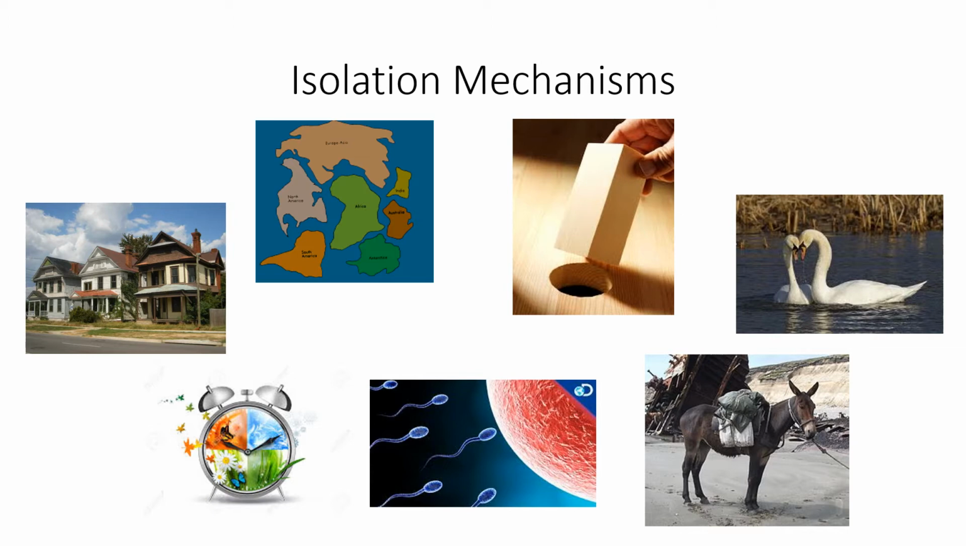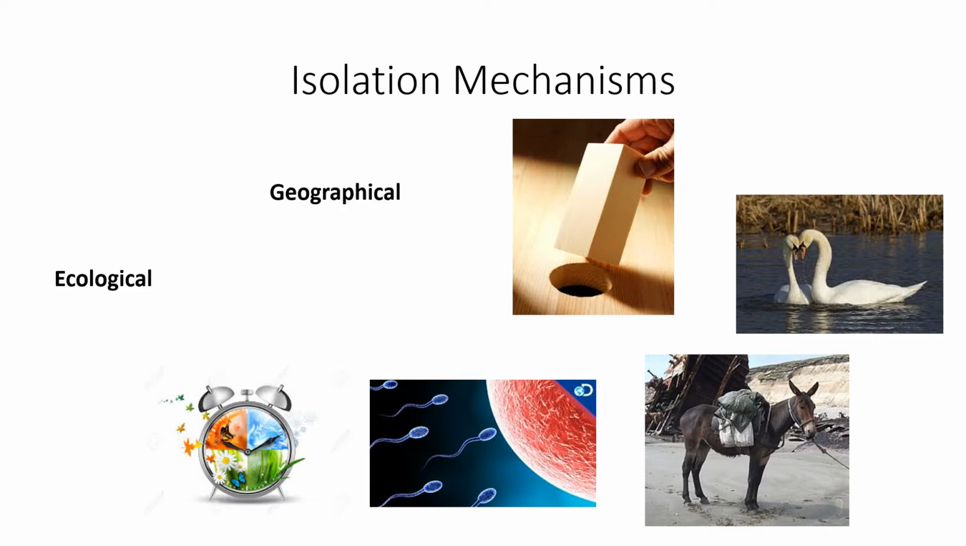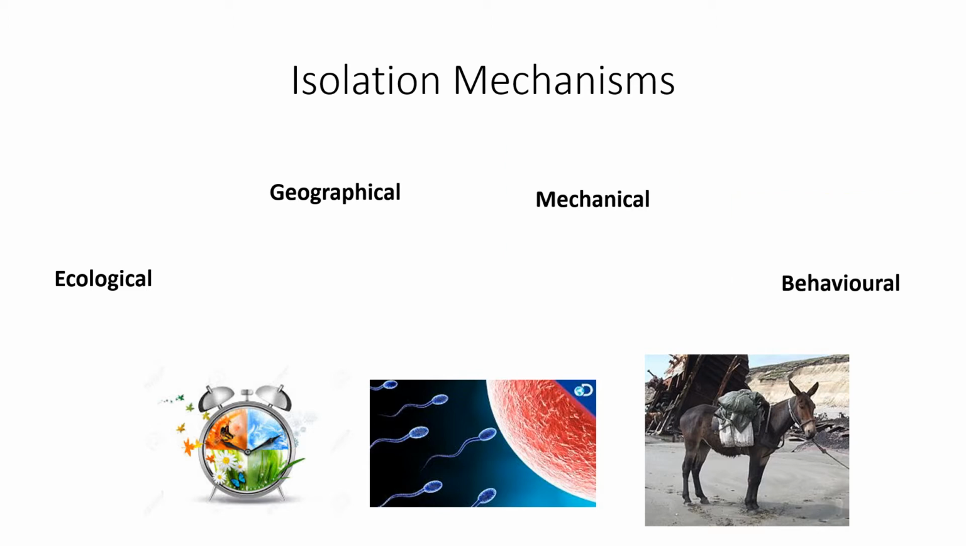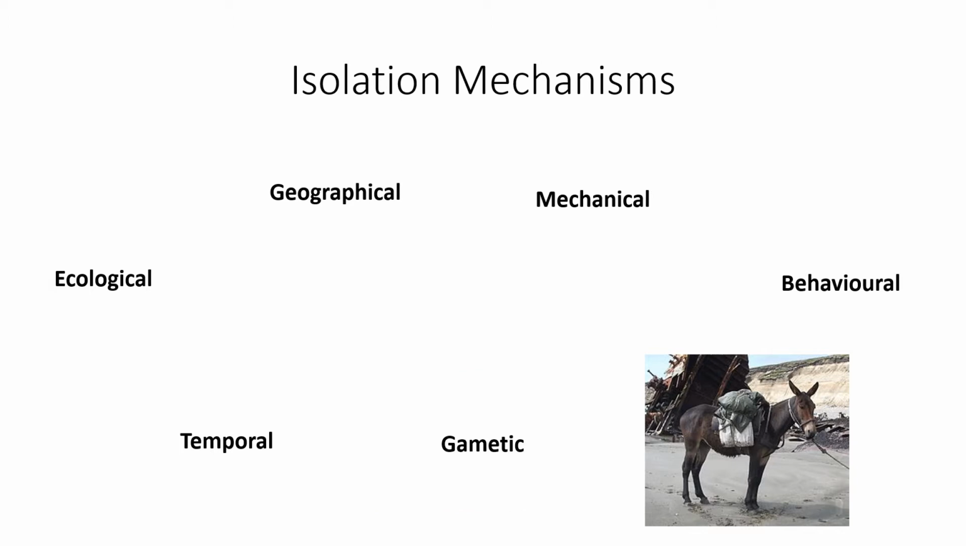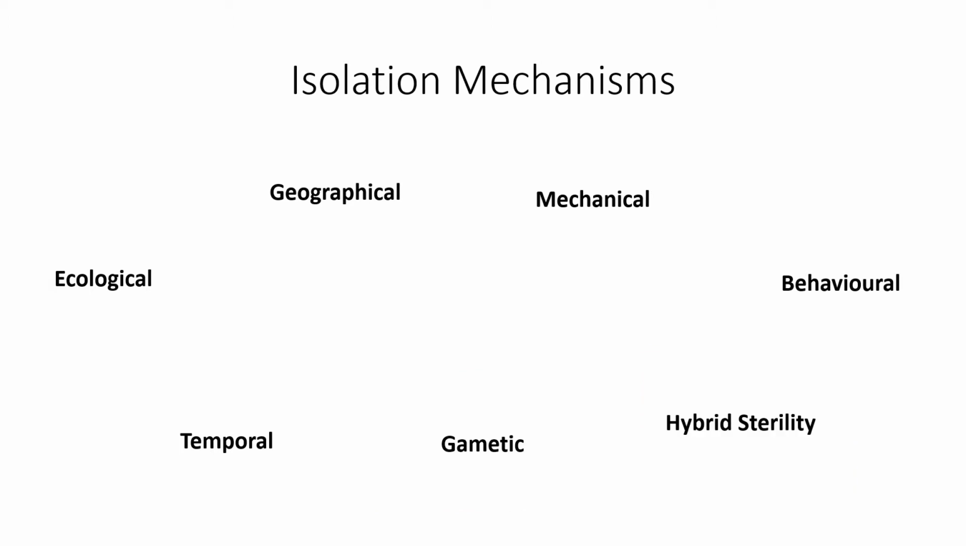Again, folks, pause the video at this point and see if you can work out what the 7 pictures are. And when you're ready, go through each of the pictures and you'll get the type of isolation mechanism. So pause the video now. In terms of isolation methods, what you have is ecological, geographical, mechanical, behavioral, temporal. Again, it can be seasons, but it can be times of day and any kind of time whatsoever. We have gametic and we have hybrid sterility, where an organism is produced, but that organism is sterile.